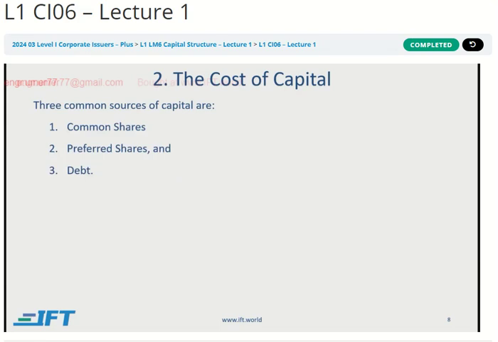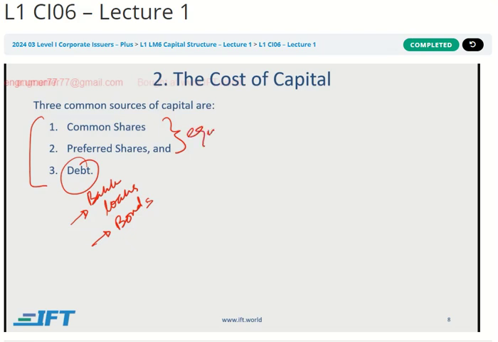Now, as discussed, we have three sources of capital: bank loans or bonds. So you can get bank loans, you can issue bonds, that's all debt, right? Or you can go into the world of equity, right? Which is common shares or preferred shares.